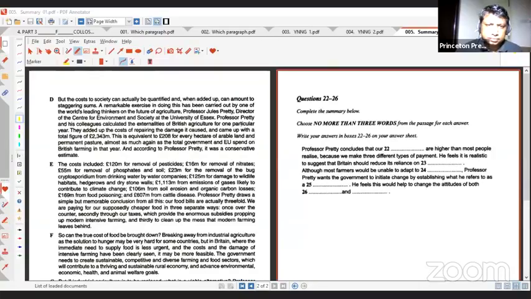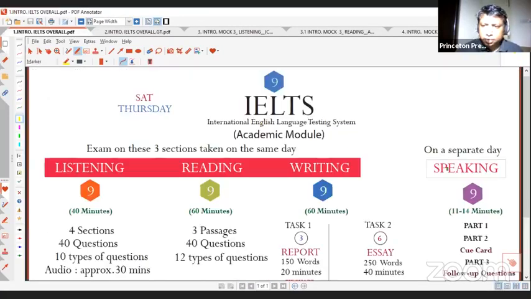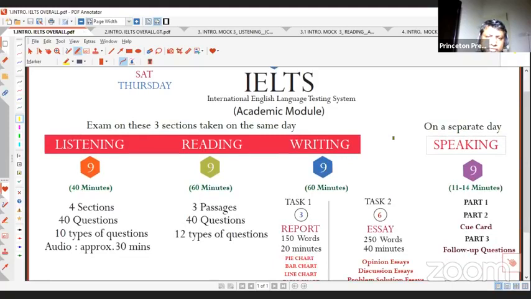Okay, so at the very beginning we are going to just have an overview of IELTS, and then we'll move on to other steps. Let's talk a little bit about IELTS, what we have on IELTS. Let's have a view on IELTS. So IELTS stands for International English Language Testing System, and the one I'm showing you is for the academic module.